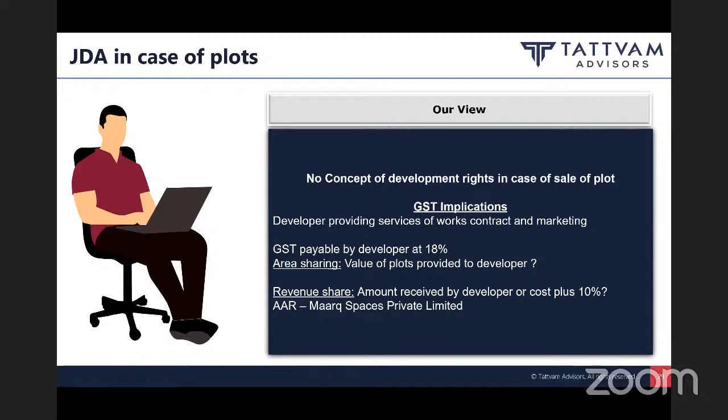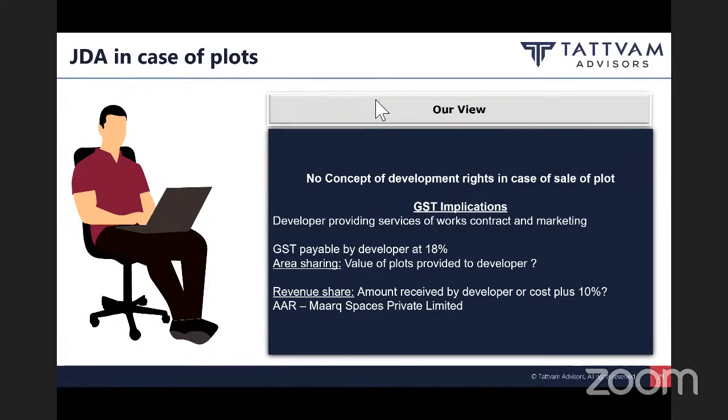Now, what we are discussing is the tax implication on the collaboration agreement between the landowner and the developer. So we are taking the case of an area sharing, wherein the developer has developed the plot and he is sharing area with me. In the second example, we will take a case study where he is selling the plot and sharing revenue with the landowner. So what will be the tax implication?